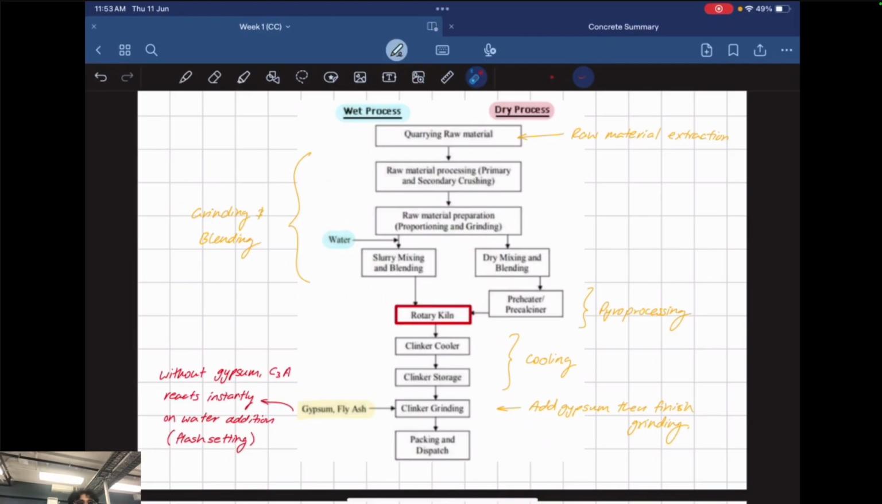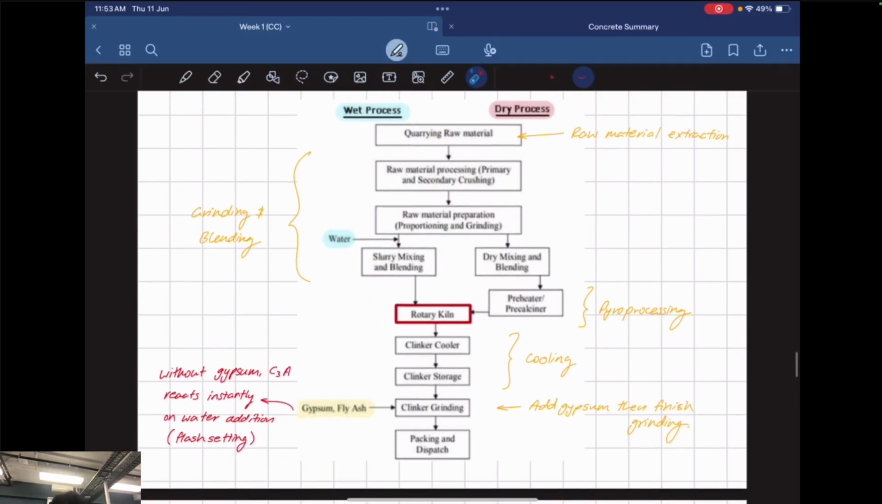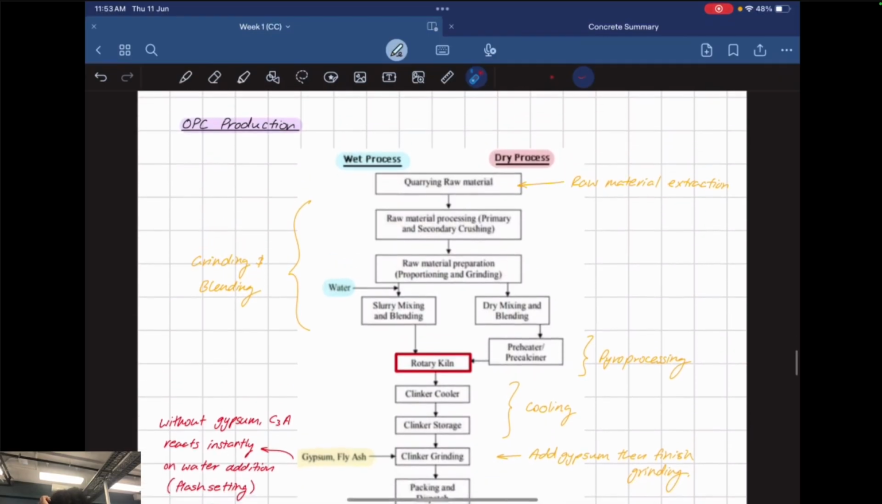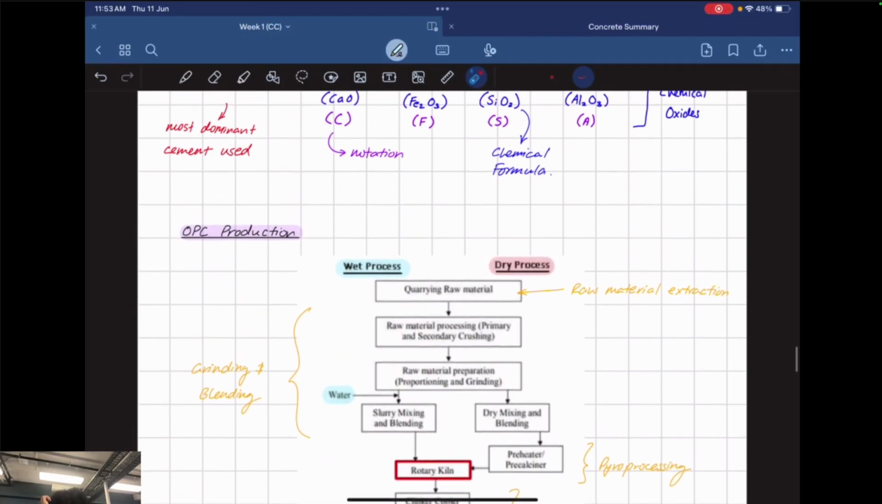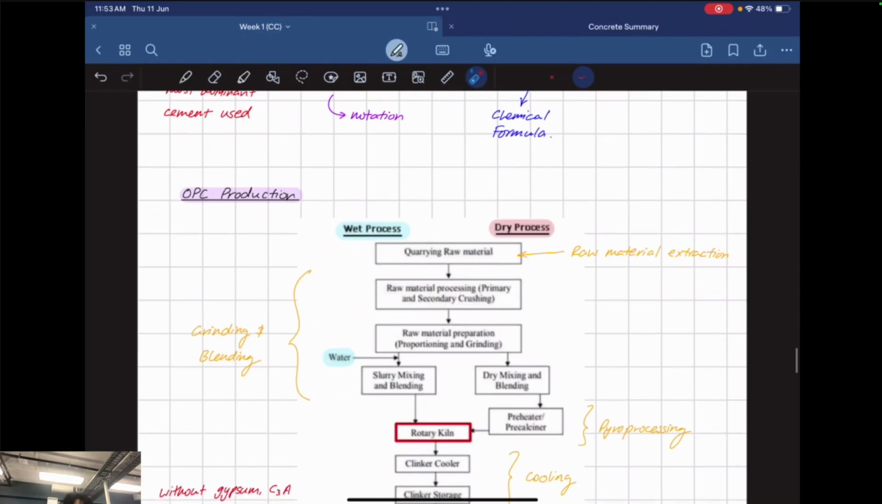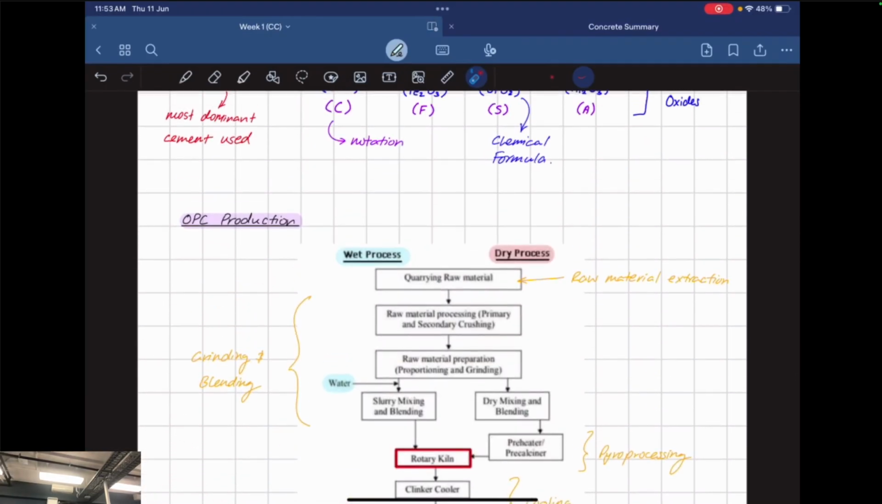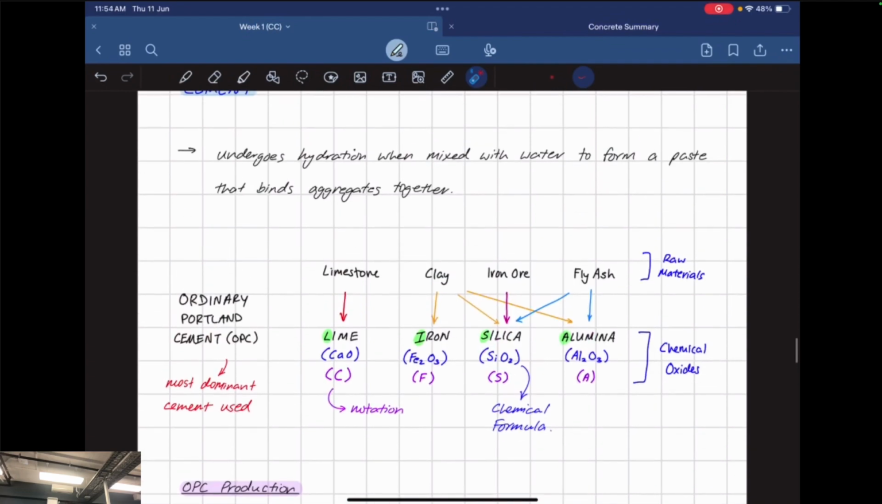This is a whole lot of theory all at once right now, but I'd say the production part, it's good to have an understanding of it. I don't know if they will specifically test it though. They would test this thermal zones part, which I'll go through in just a bit. And then they would definitely test the chemical oxides and the clinker as well.